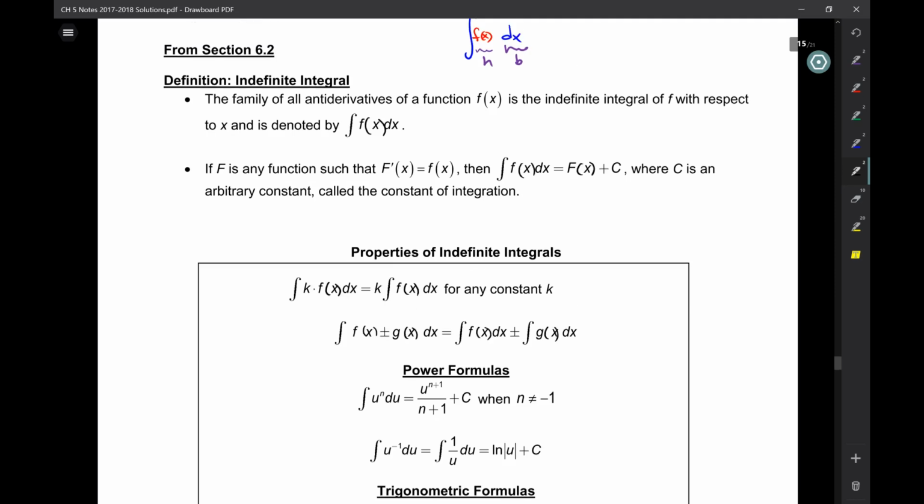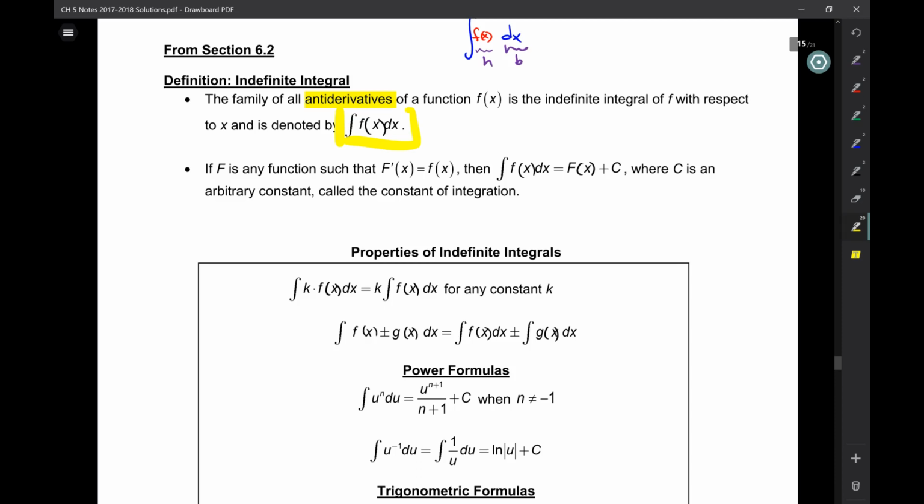Another thing we're doing when we find an integral, yes, it's area, is also the opposite of taking a derivative. And since another term for opposite is anti, the opposite of a derivative is the antiderivative. The antiderivative is denoted by the integral of f of x dx.